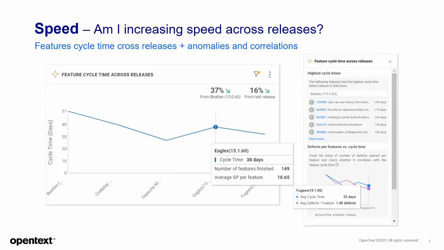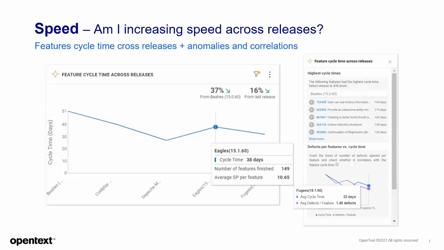So this means I can very quickly see if I'm improving my cycle. So ideally, I want to have shorter cycle times for my features so I can have less time to get my features to market.